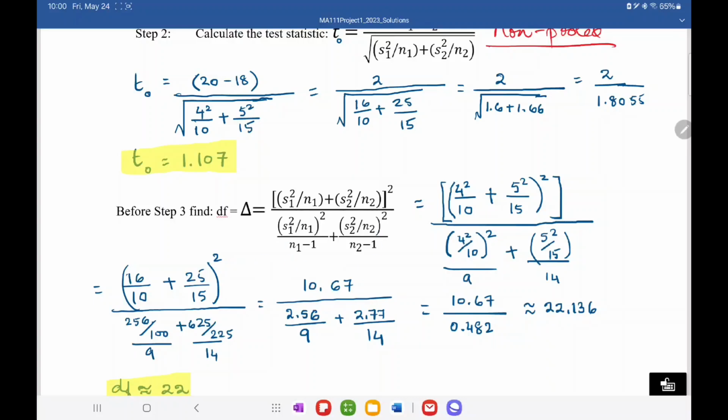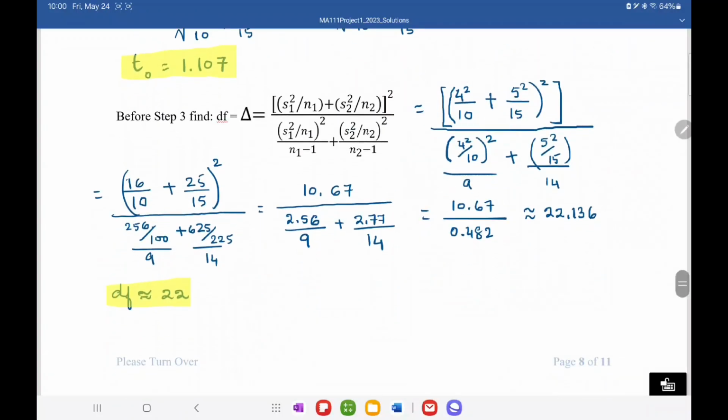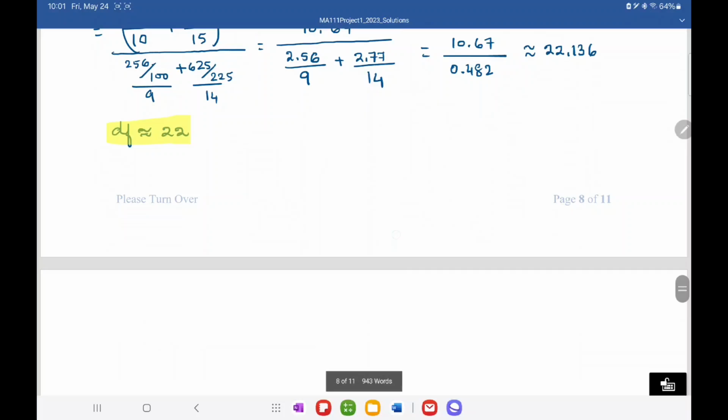However, be assured that on the test for this non-pool test, you will be provided the DF value. What I'm trying to say is, do not waste time on the test calculating this cumbersome equation. All right. The DF calculation comes to 22. So that's going to be the DF we are going to use.